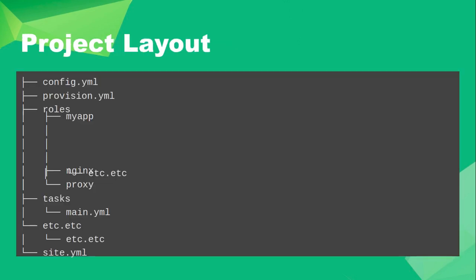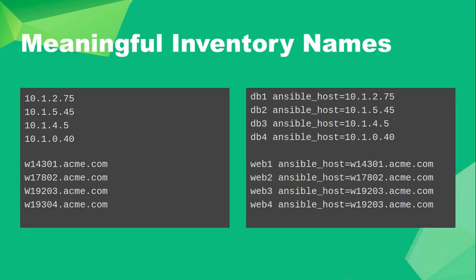Now let's again talk about the simple project layout that we should follow. So we should have a config, provision, roles declaration, then task. When we have a full project, in that case we can see this. Now while creating inventory as well, look at the left side inventory and the right side inventory.